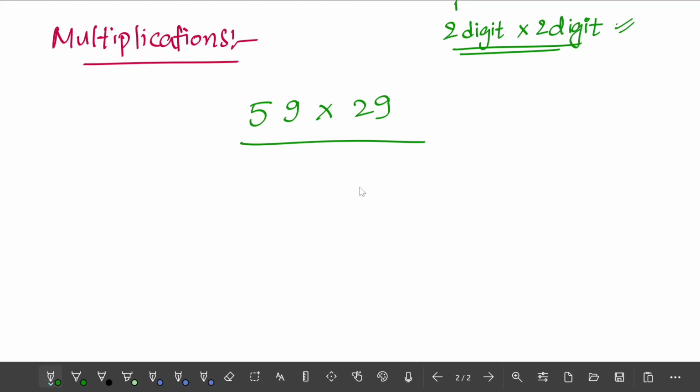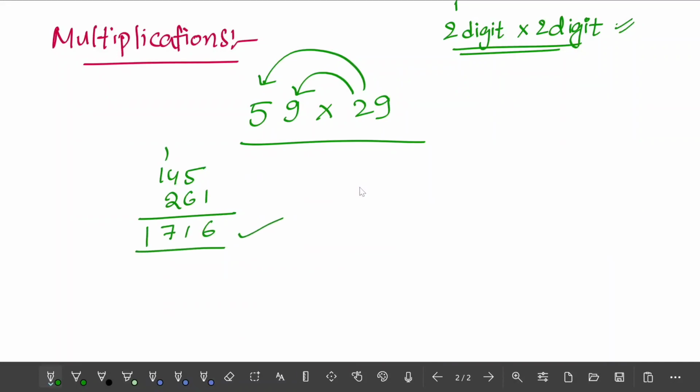Since I know the table of 29, what is 29 5s? It's 145. Clear? And 29 9s, it's 261. Game over. Clear? What if I do not know the table of 29? Just do what I do.